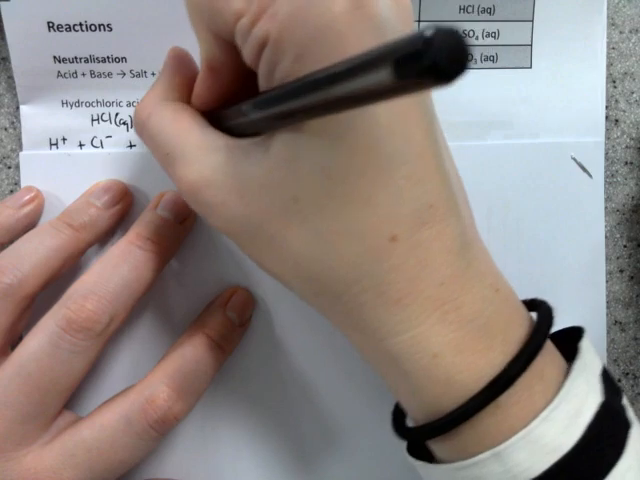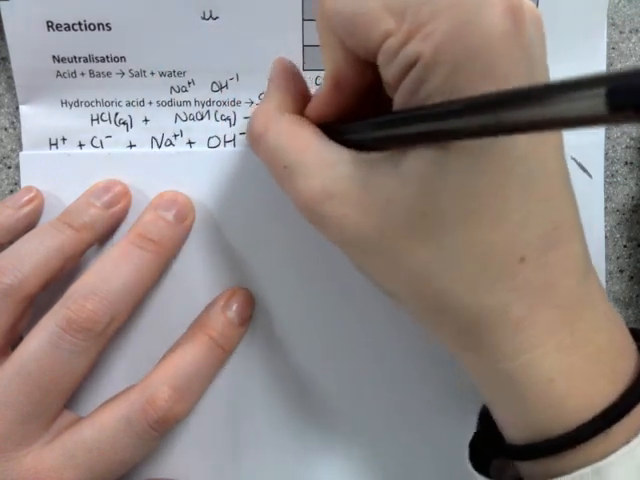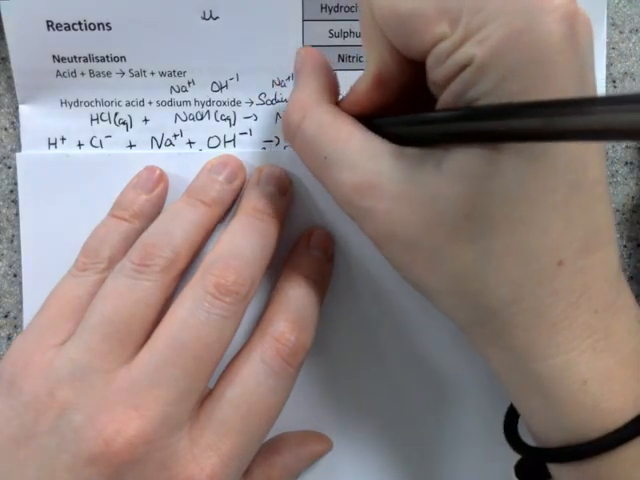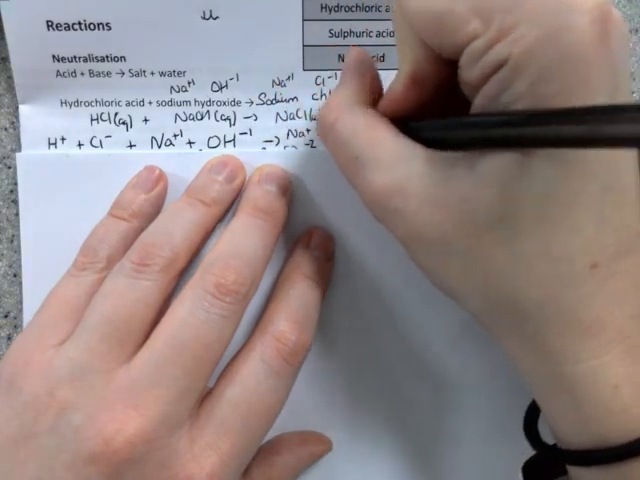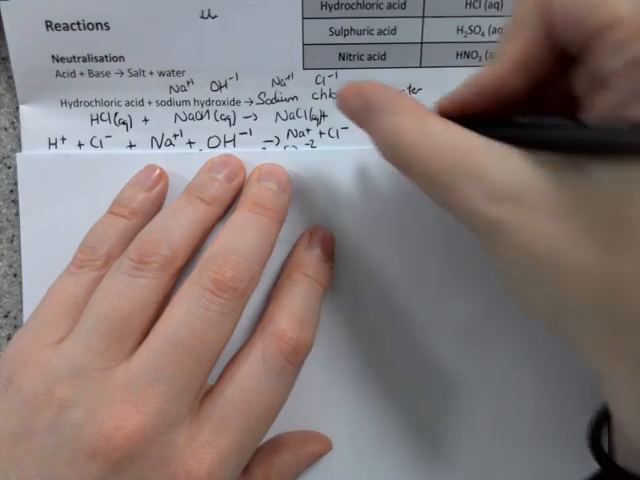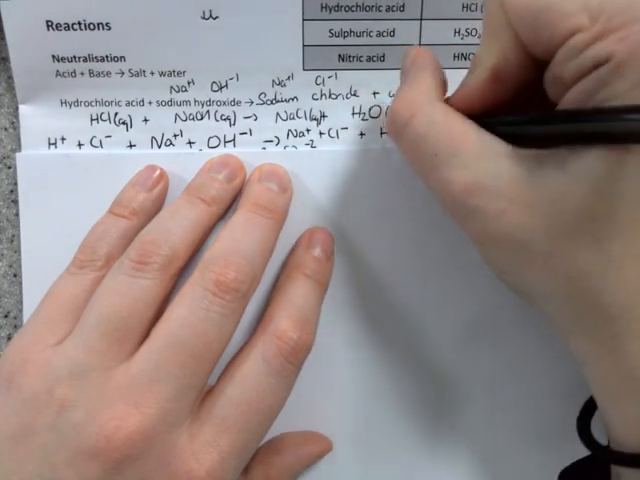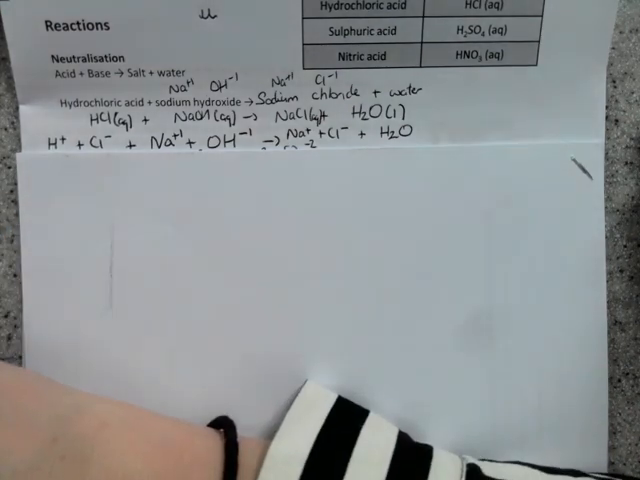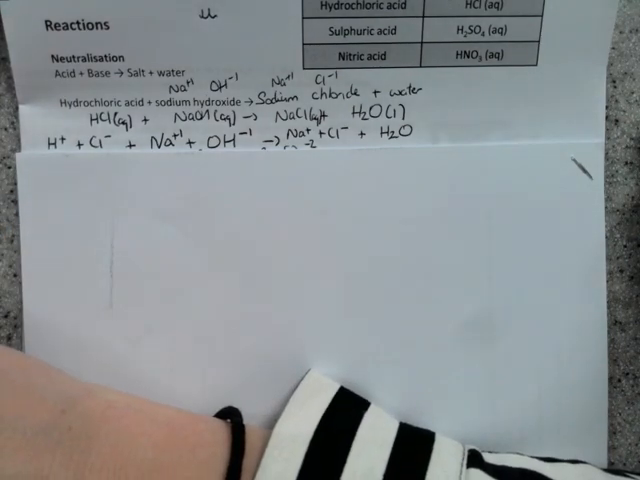That one's +1, it's in group 1. That one's -1. On the other side, NaCl, what ions does that contain? It contains a sodium ion, Na+, and a Cl- ion. H2O is liquid. I don't split it up when it's liquid. So you're only splitting it if it's ionic and aqueous, or if it's an acid.